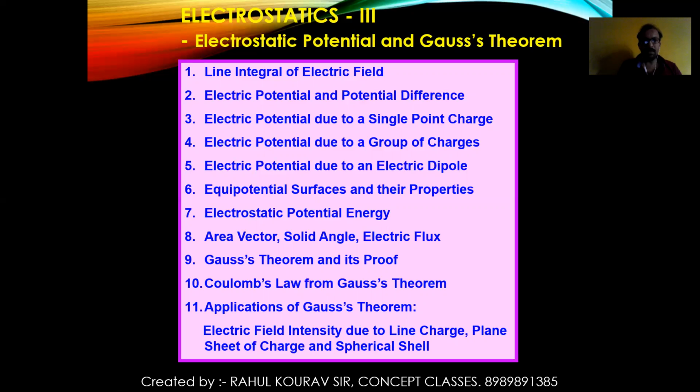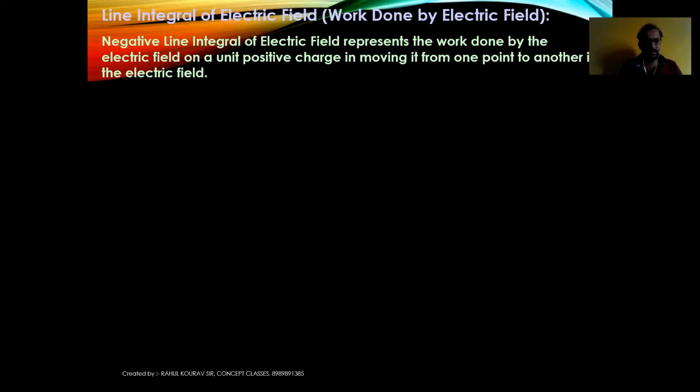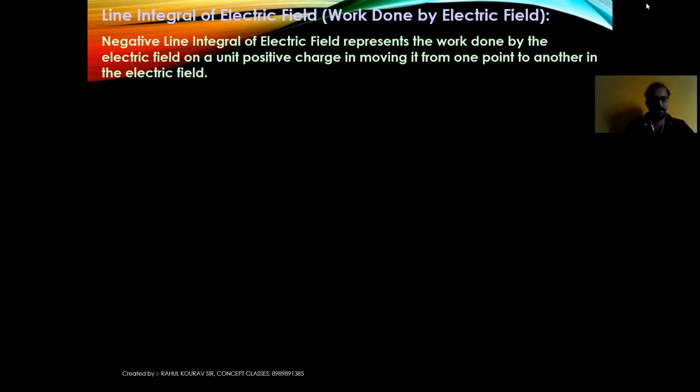The first one is line integral of electric field, that is work done by electric field. First I will tell you what is potential, electric potential. Potential means something that will flow. For example, if I talk about the line integral of electric field, then I will tell you about the derivation of potential.